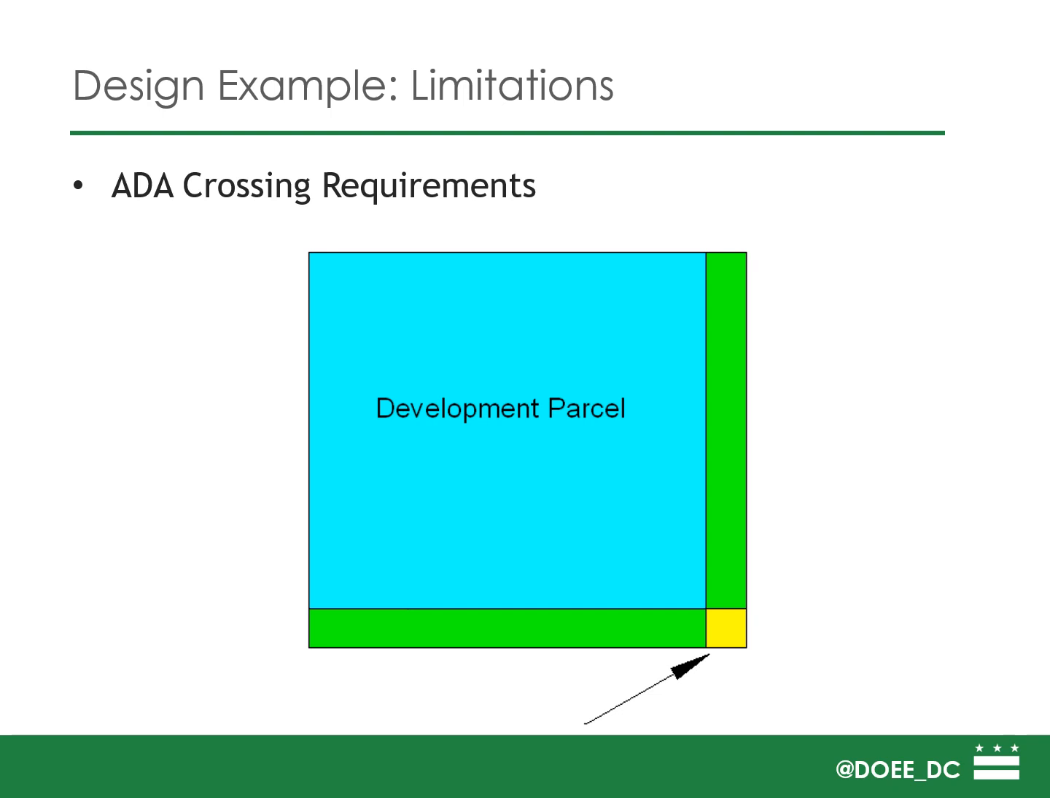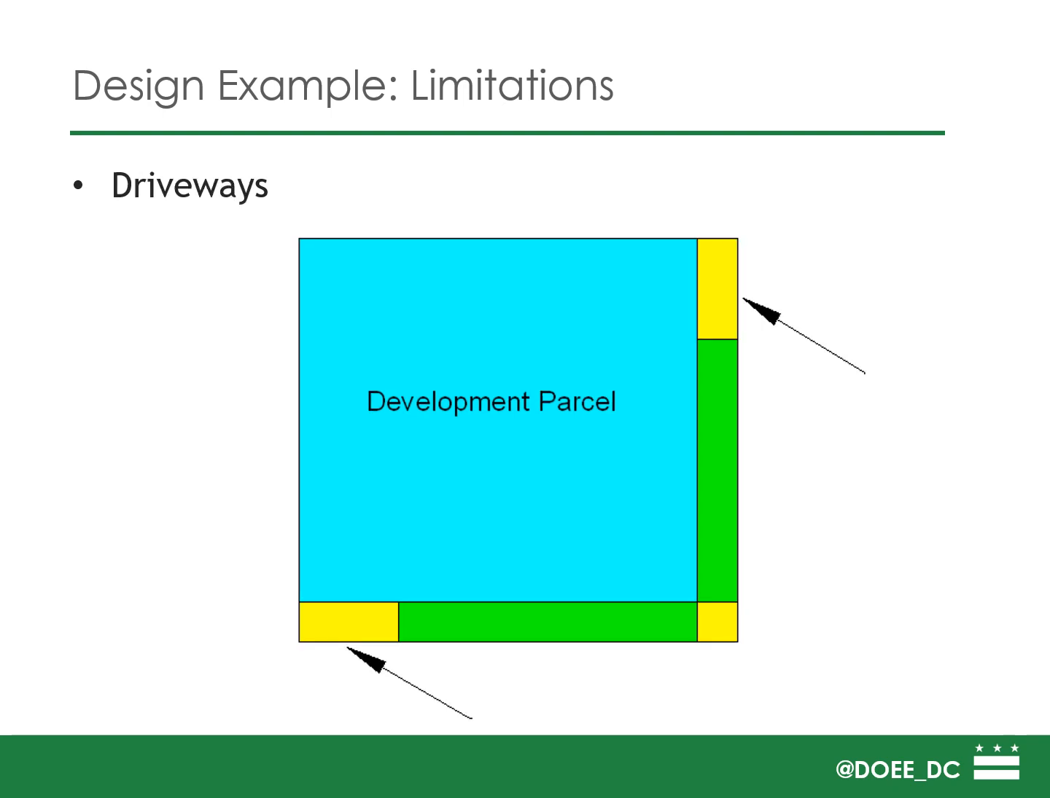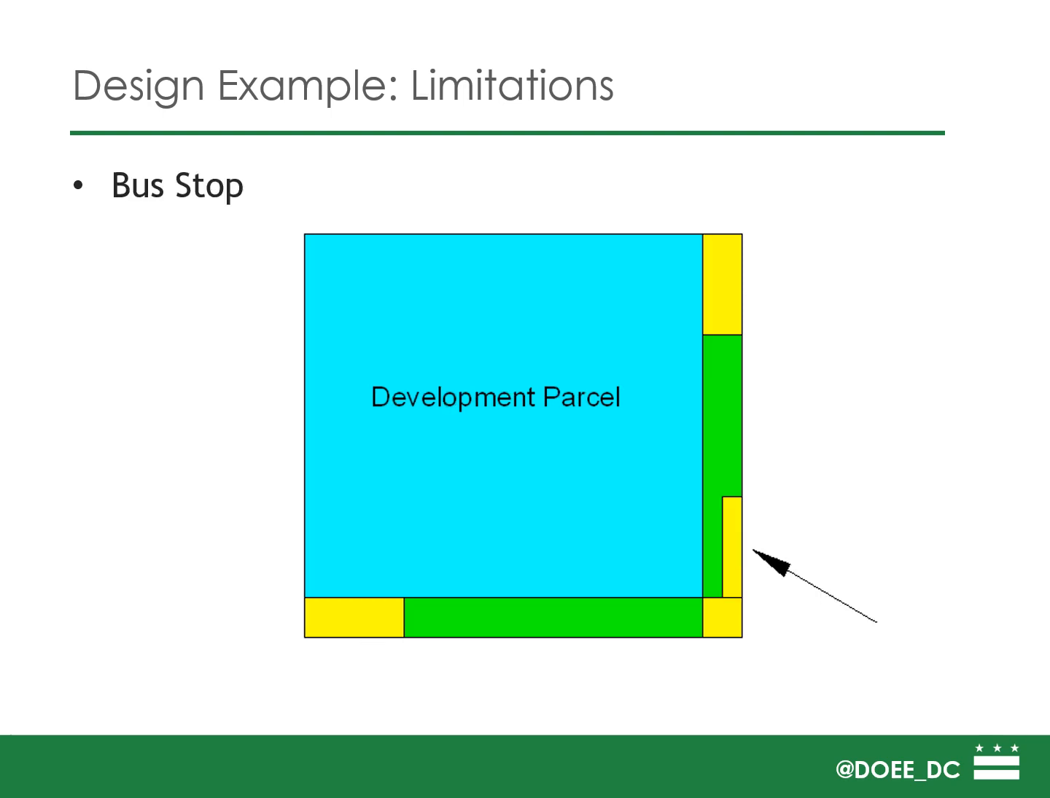So the ADA crossing requirements right at that intersection, there's not a lot you can do in an intersection, right? You have to keep those areas clear. So that yellow area, we're not going to consider for stormwater management. Driveways, so into and out of this development parcel, you're going to have some driveway aprons. Not much you can do in a driveway apron. A bus stop, so another conflicting infrastructure that you have to work around.